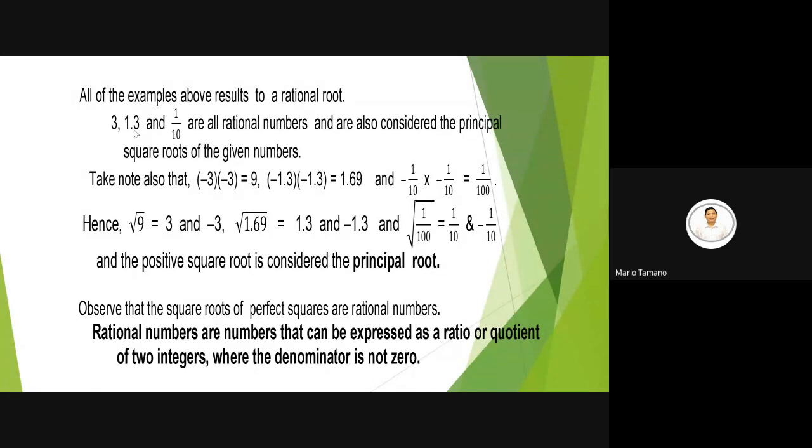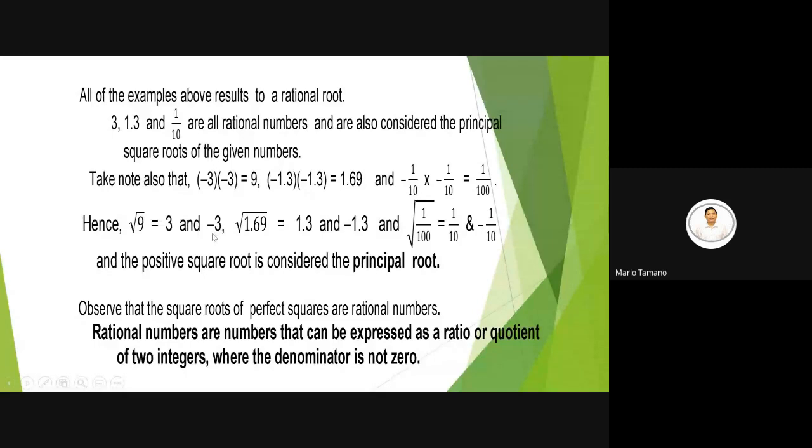Okay? So when we say principal square root, it is what we call the positive root. Positive po sila. Naintindihan? Positive 3, positive 1.3, positive 1 over 10. Also, negative 3 times negative 3 is 9. Negative 1.3 times negative 1.3 is also positive 1.69. Negative 1 over 10 times negative 1 over 10 is 1 over 100. Therefore, the square root of 9 is 3. This principal root of 9 is 3.